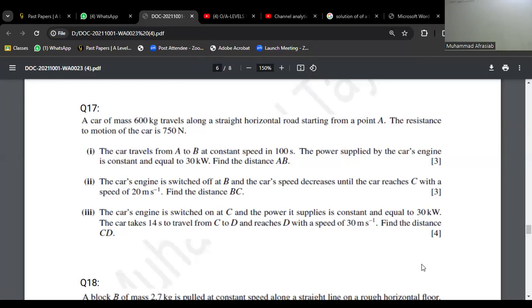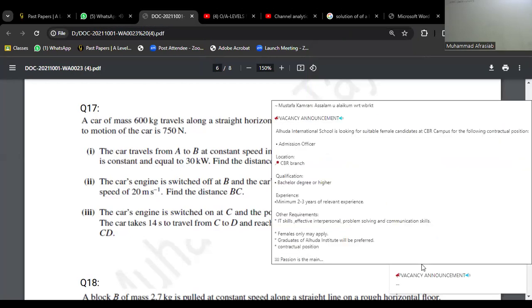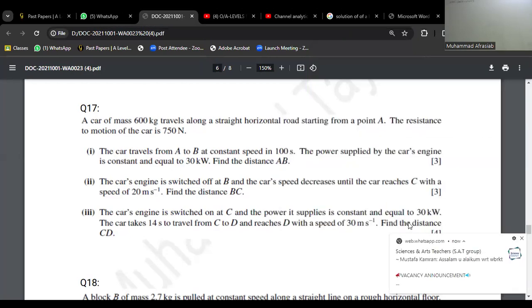The resistance to the motion of the car is 750 Newton. The car travels from A to B at a constant speed in 100 seconds. The power supplied by the car engine is constant and equals 30 kilowatts. Find the distance AB.